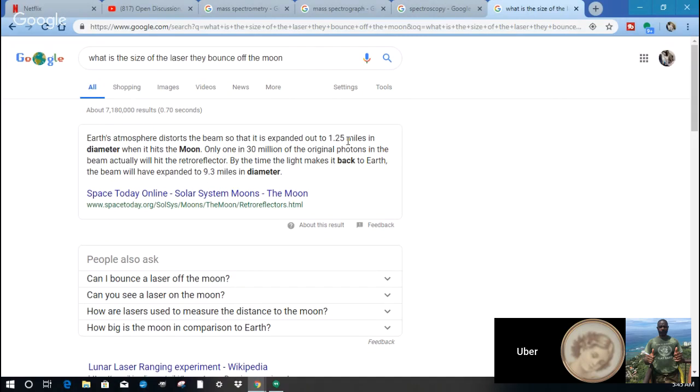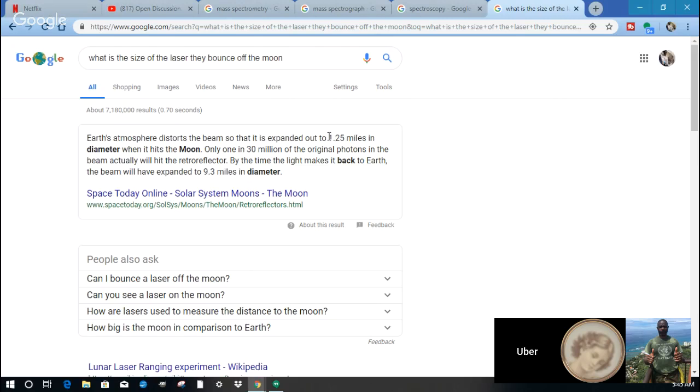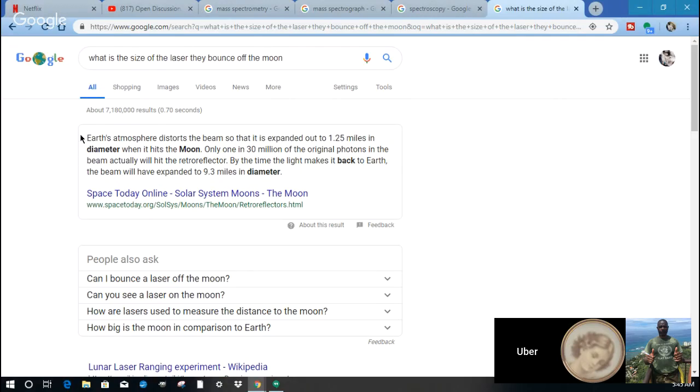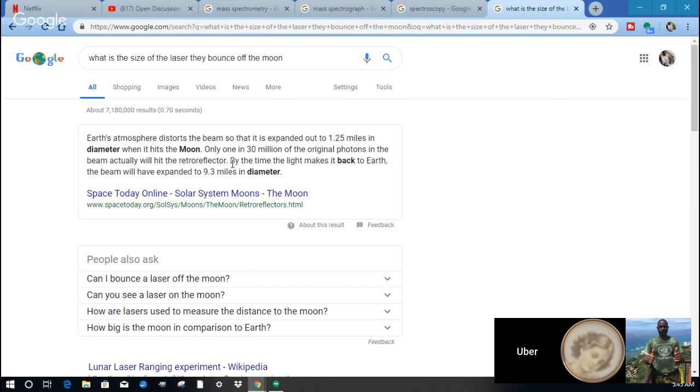That it is expanded out to 1.5 miles in diameter when it hits the moon. I wonder how they got rid of that dispersion rate. I wonder as well. You could hit the whole moon with that. 30 million of the original photons in the beam actually will hit the reflector. Wait, hold on. I thought they were bouncing this back. That's what they were saying, that only 1 out of the 30 million that they send, and I thought it was billions, dude.